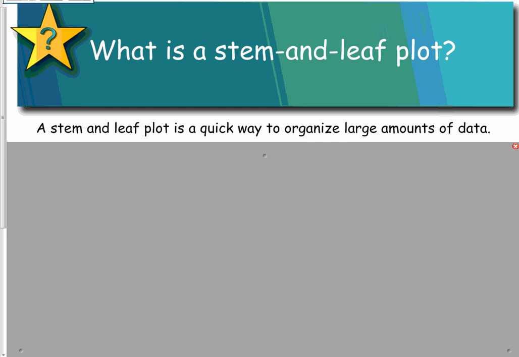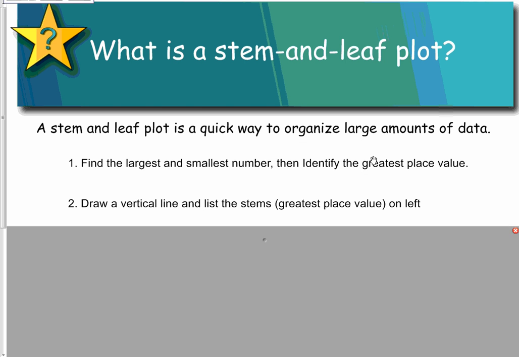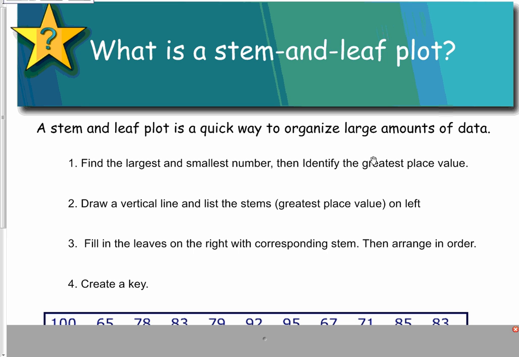Okay, so what is a stem and leaf plot? A stem and leaf plot is a quick way to organize large amounts of data. Here's how you do it. One, find the largest and smallest number, then identify the biggest place value. The biggest place value is the front digit.